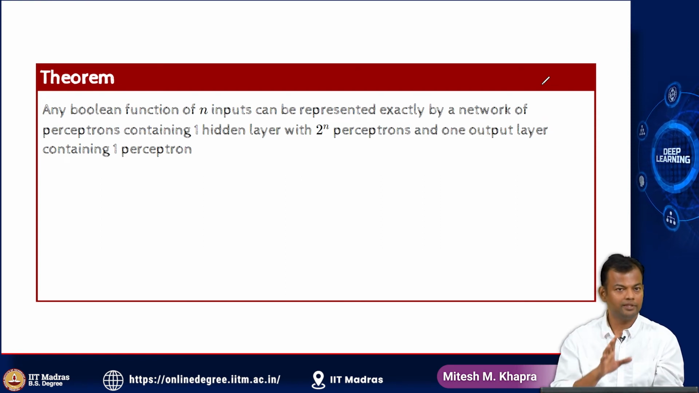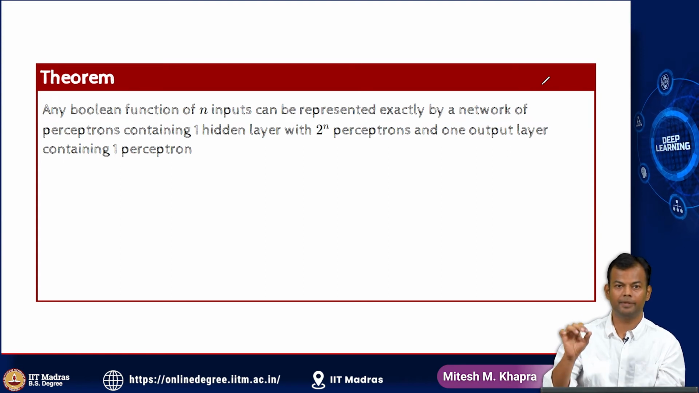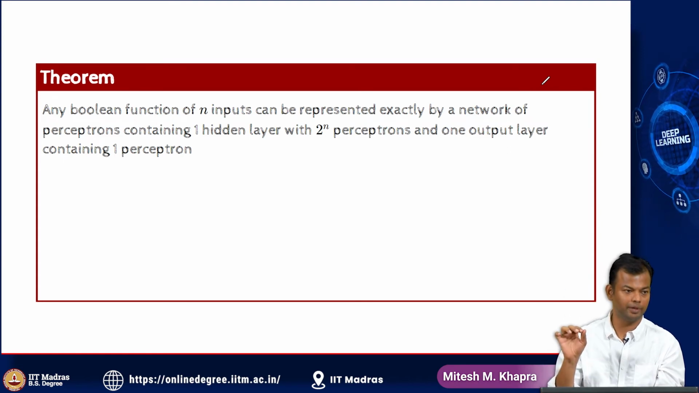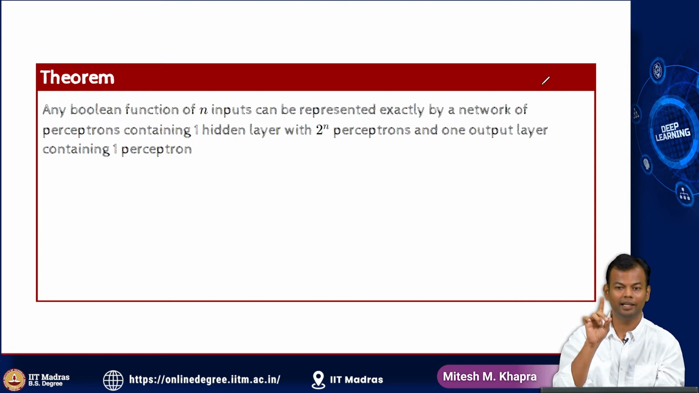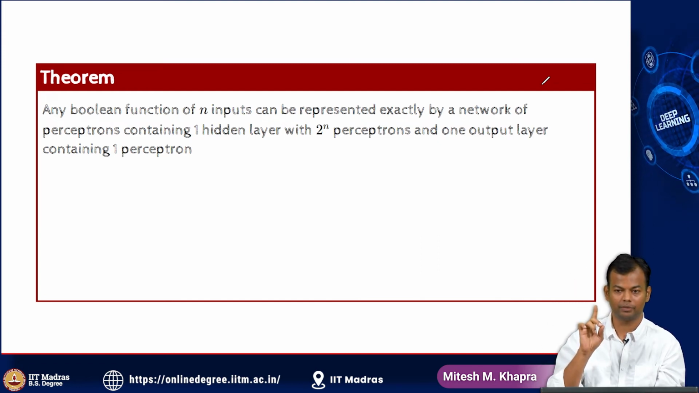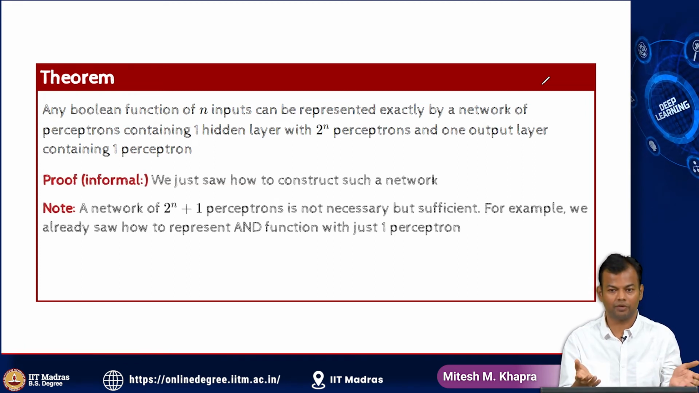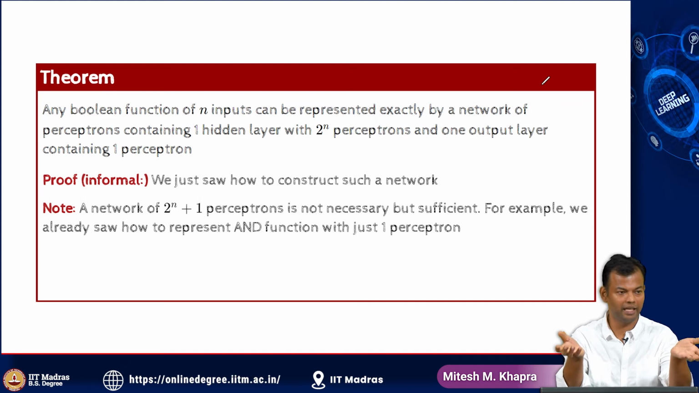So, now what does this theorem say now? Any Boolean function of n inputs can be represented exactly by a network of perceptrons containing one hidden layer with 2 raised to n perceptrons and one output layer containing one perceptron. How do you prove this? We have already proved it, right. We proved it by construction. I gave you the network, I gave you the template.